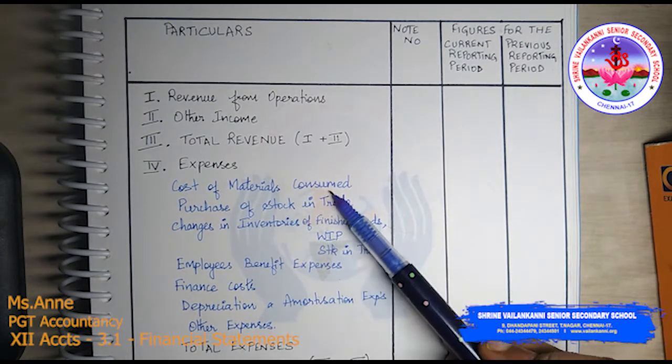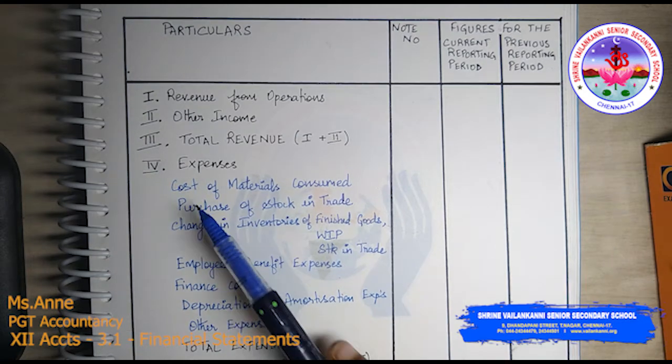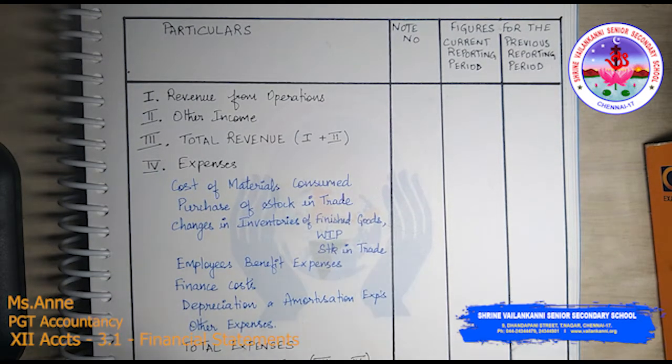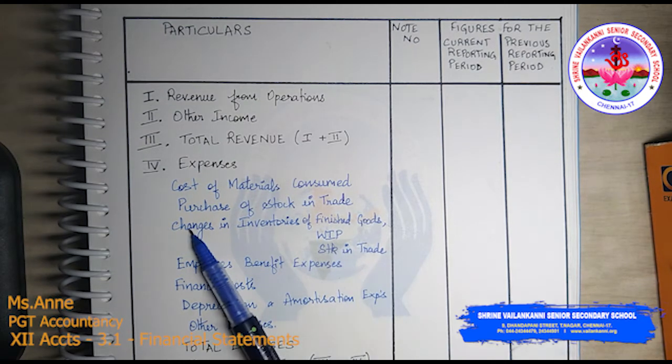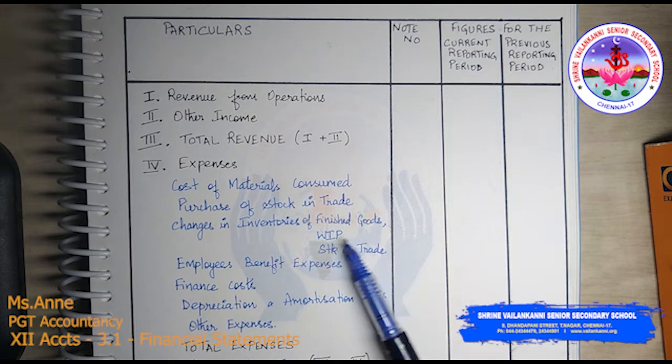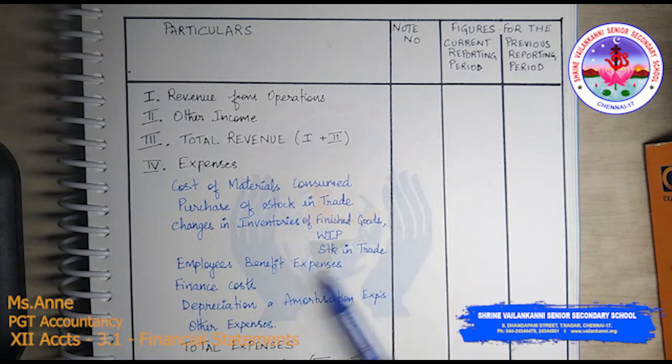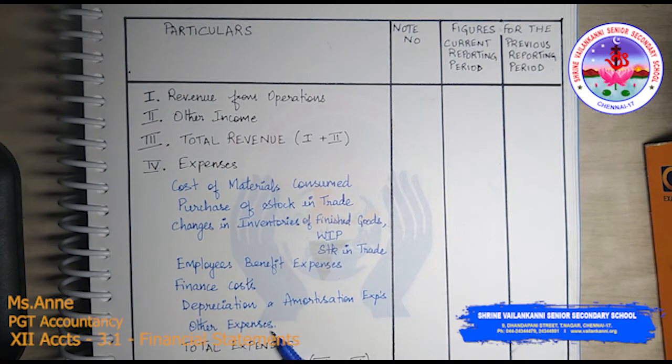So, expenses: cost of material consumed. Next will be purchase of stock in trade. Another stock in trade will come. What is that? Changes in inventories of finished goods, work in progress and stock in trade. Then employee benefit expenses, finance cost, depreciation and amortization expenses, other expenses.